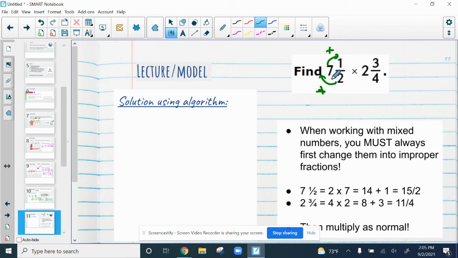All right, 7 and 1/2. 2 times 7 is going to be 14, plus 1 is going to be 15, and then we keep our same denominator. So as we show right here, bottom times our whole number, and then add in our numerator. 2 times 7 is 14, plus 1 is 15 over 2. Hopefully that's familiar to you. 2 and 3/4. 4 times 2 is 8, plus 3 is 11/4.